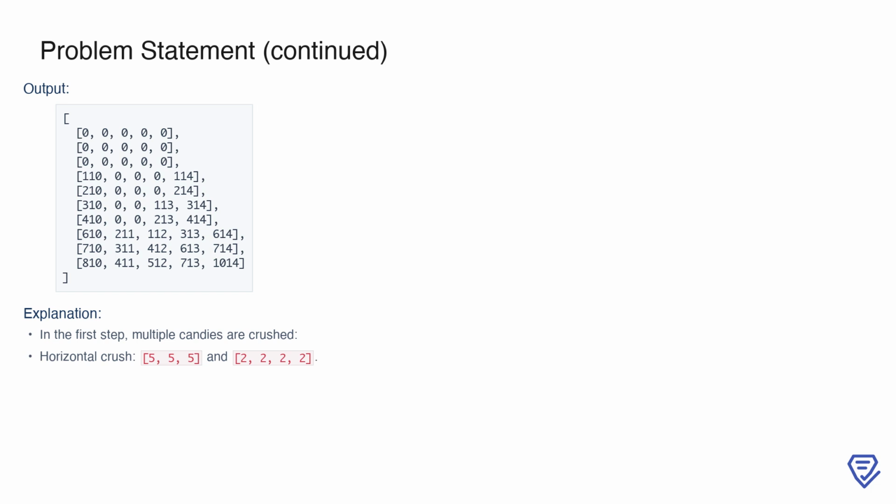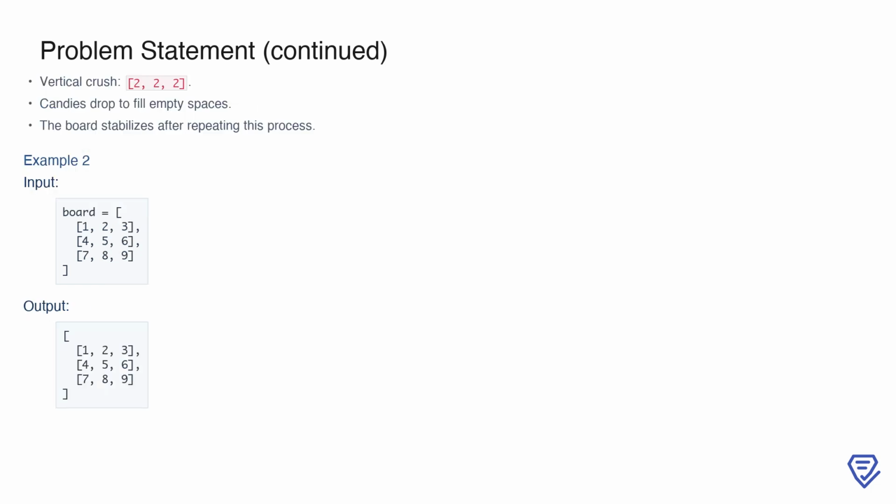For example, candies forming horizontal groups like 5, 5, 5, and vertical groups like 2, 2, 2 were identified and removed. Once these candies were crushed, any candies above them dropped down into the empty spaces. The process continued until no more groups of 3 or more candies were found. The result is a stable board configuration where no further crushing is possible.